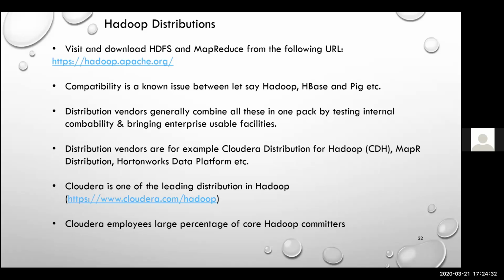One of the distribution vendors is Cloudera, with the Cloudera Distribution for Hadoop, CDH. Another is MapR. Another is Hortonworks Data Platform. Cloudera is one of the leading distributions of Hadoop, and they employ a large percentage of core Hadoop committers. So most of the people contributing to open source Hadoop are employed by Cloudera.